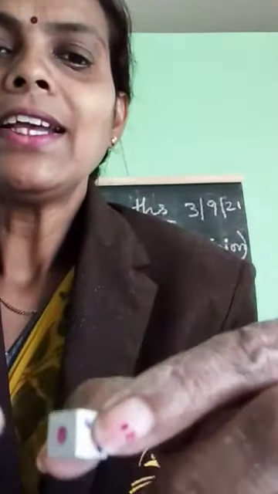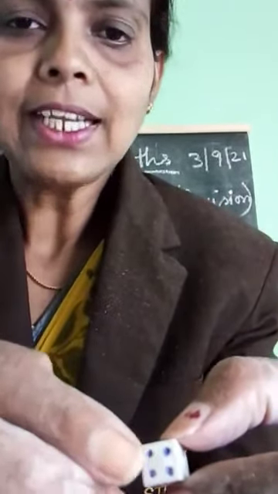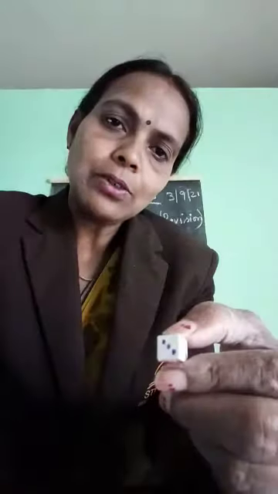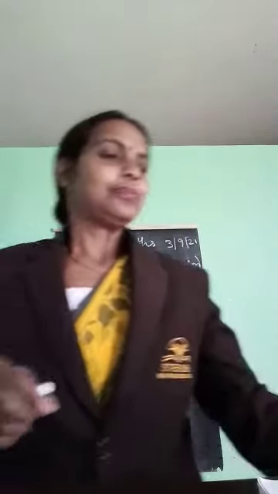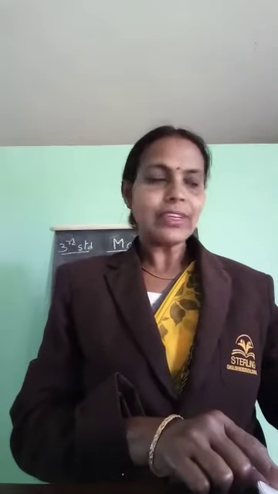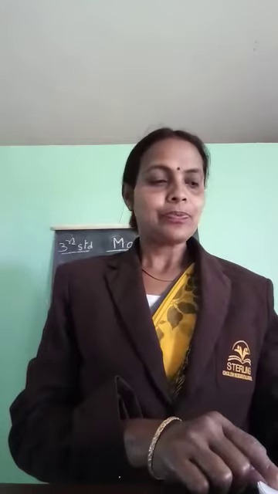See here? It has 8 corners. If you count, 1, 2, 3, 4, 5, 6, 7, 8. 8 corners are there, 12 sides are there, and 6 faces are there. This is face. This is cube. It is 3D shape. A cube has 6 flat faces, 12 sides, and 8 corners, or we call it a vertex.